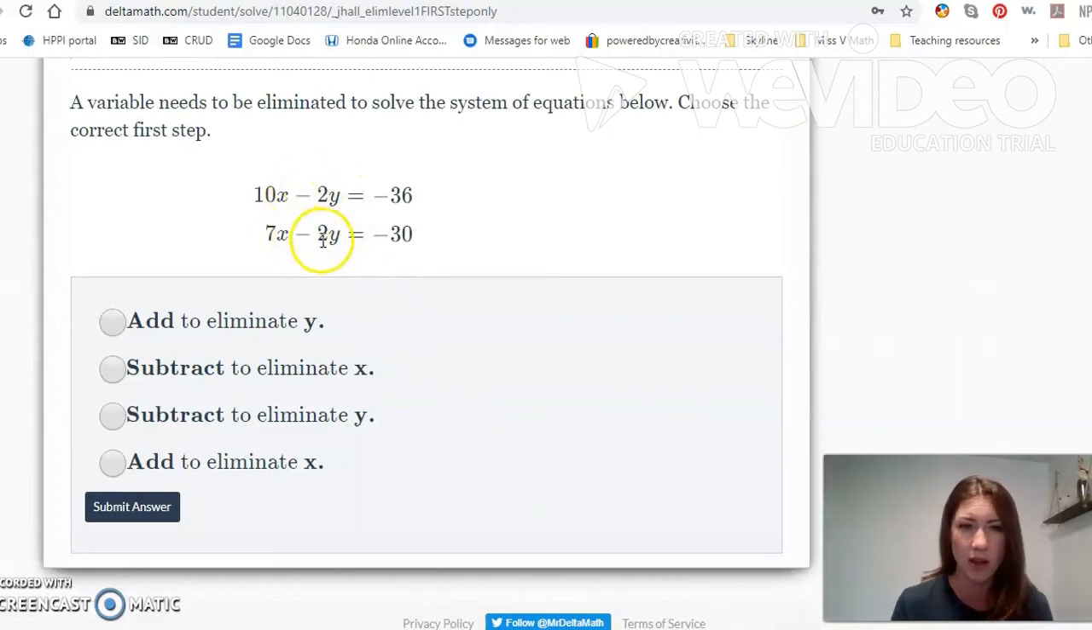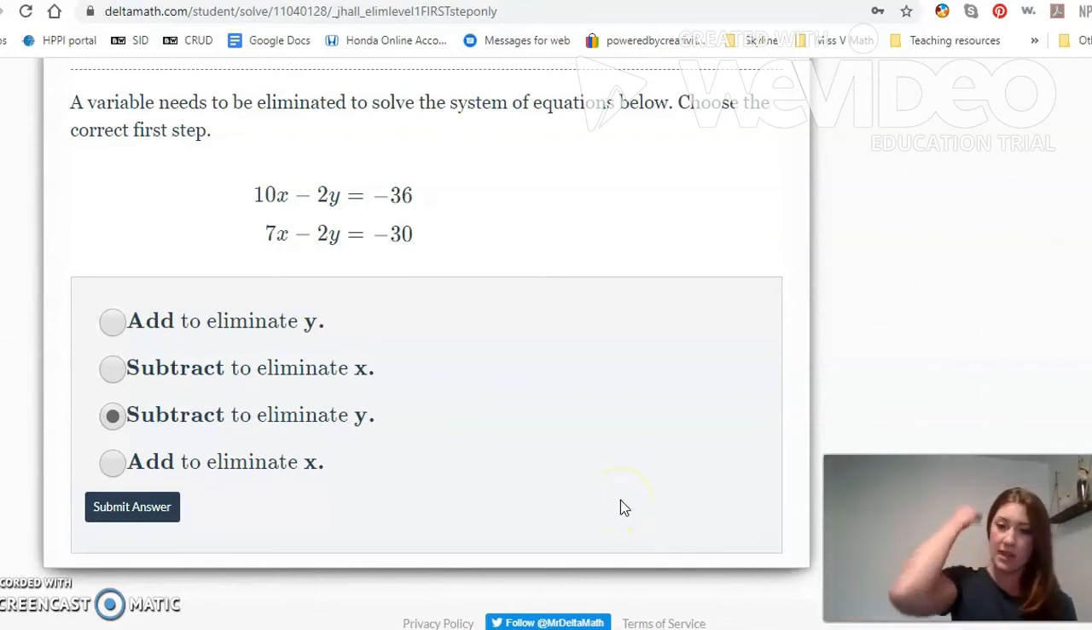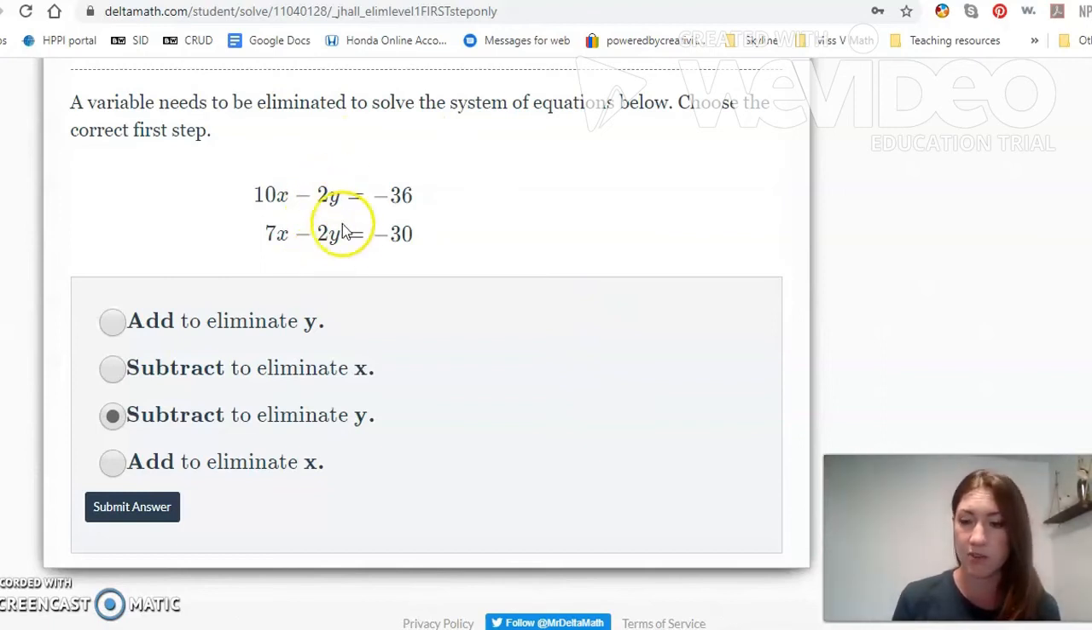So here, again, the negative 2y's are going to cancel each other out if you subtract them. So we're going to subtract to eliminate y. Now that just might be a tiny bit confusing because of the negatives, but just remember that if two things are equal, to cancel them out, you'd have to subtract them. That makes sense.